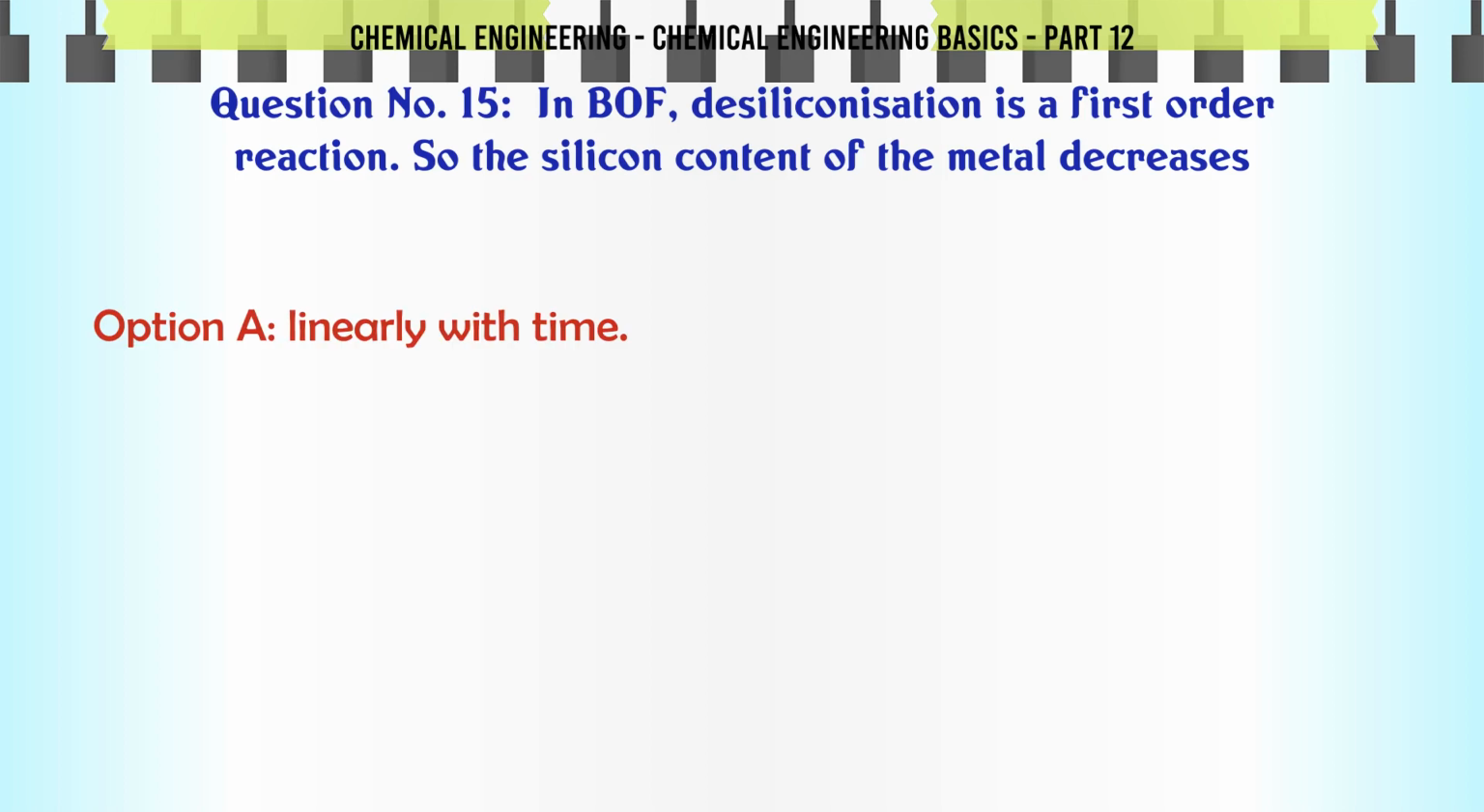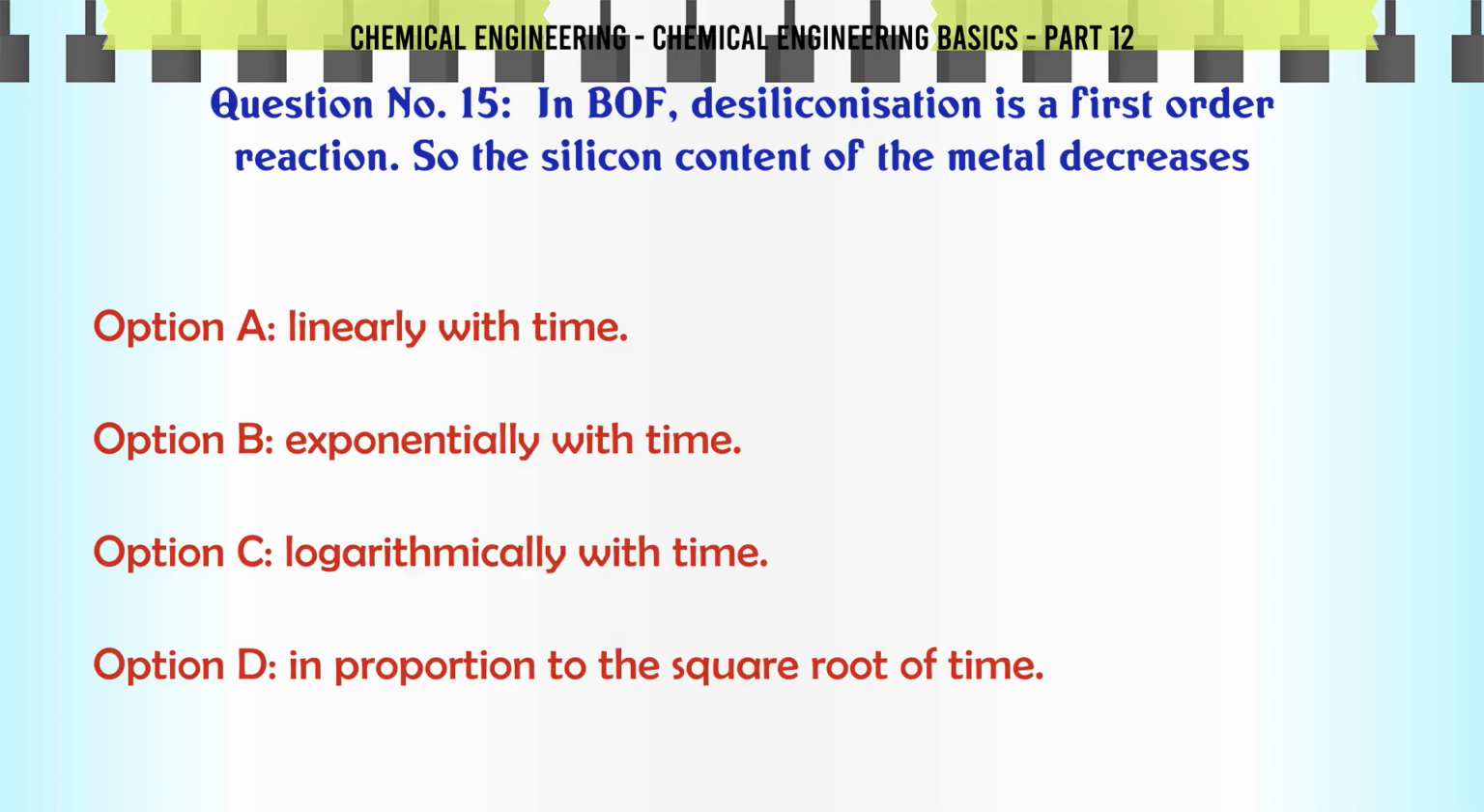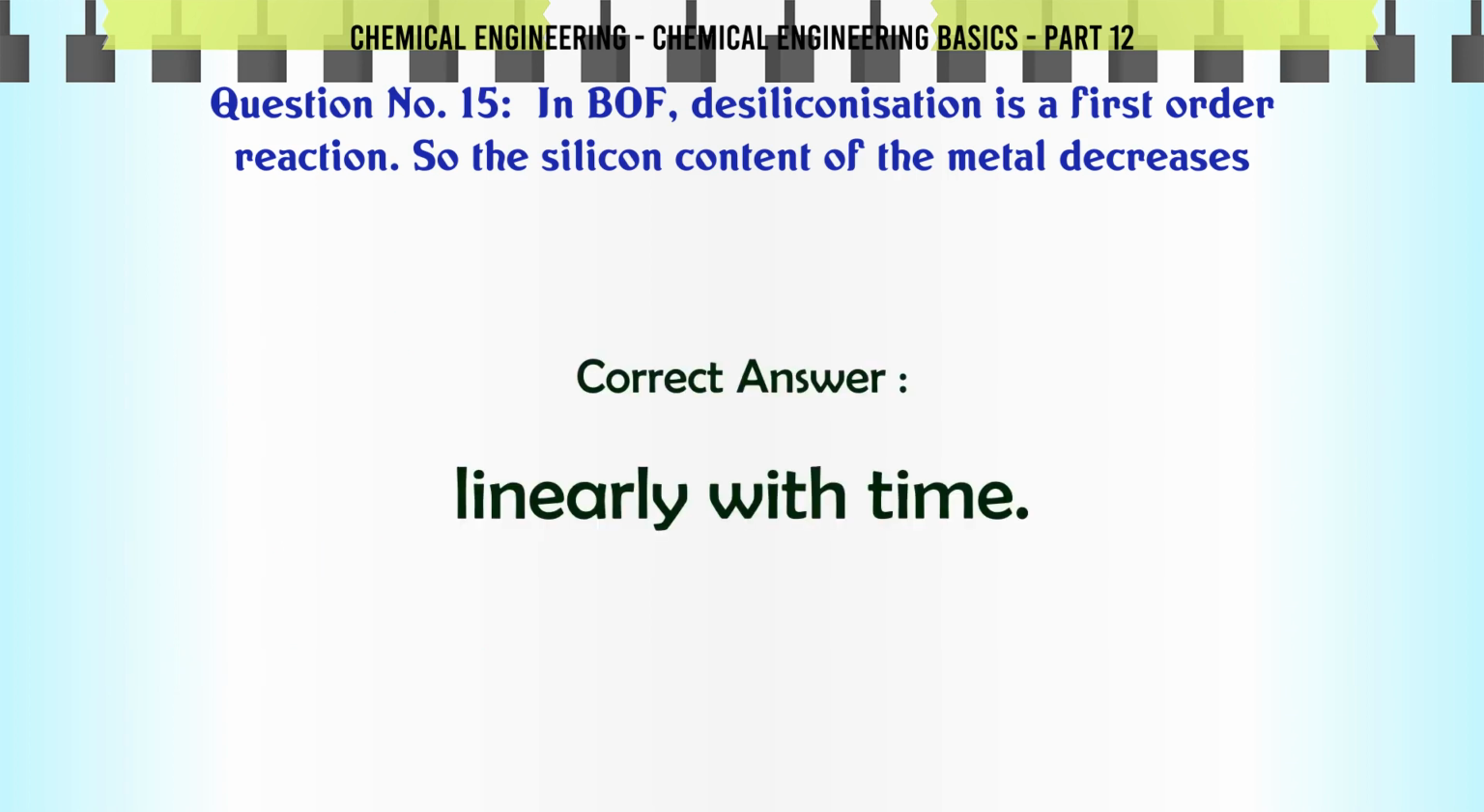In BOF, desiliconization is a first-order reaction. So the silicon content of the metal decreases A. Linearly with time. B. Exponentially with time. C. Logarithmically with time. D. In proportion to the square root of time. The correct answer is linearly with time.